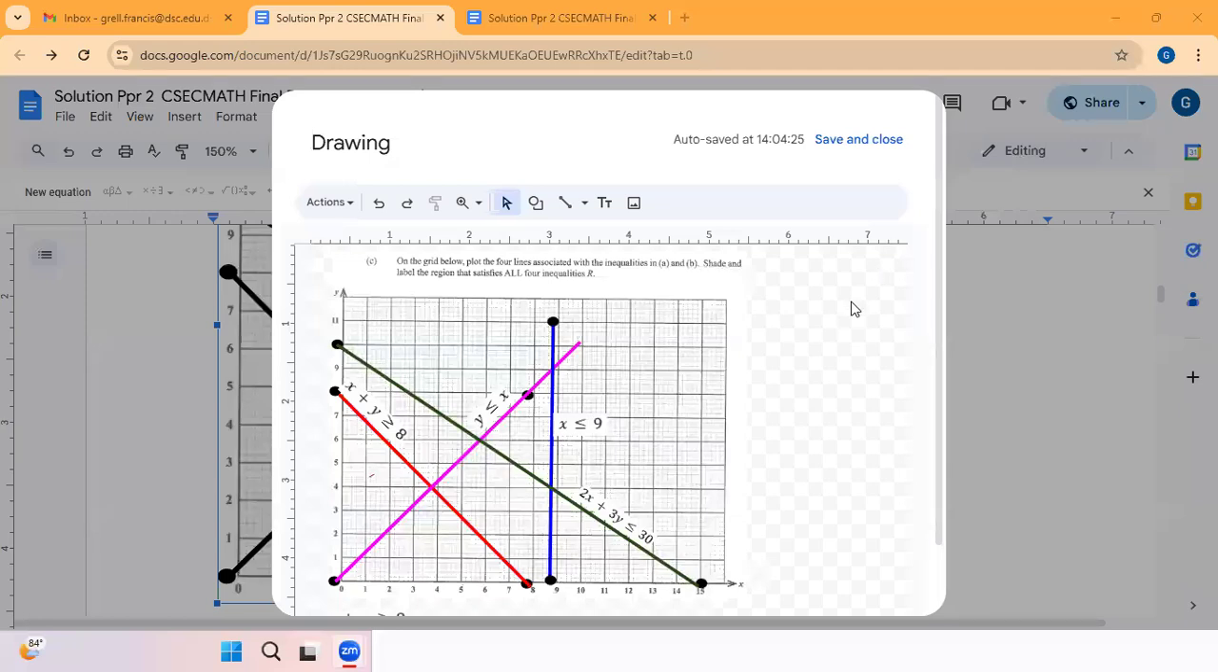So here you can see the 4 lines have been plotted and they are color coded. Let's start with this one. This is the line y is equal to x. So this is the point 0, 0, and this is 8, 8. Then you just join them, or you can have 0, 0 and 10, 10. It doesn't really matter.